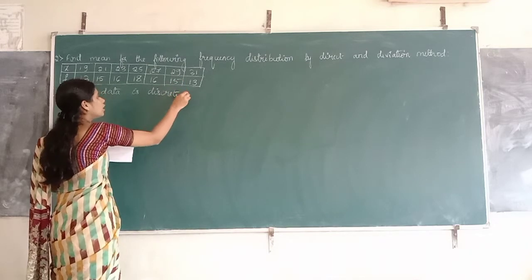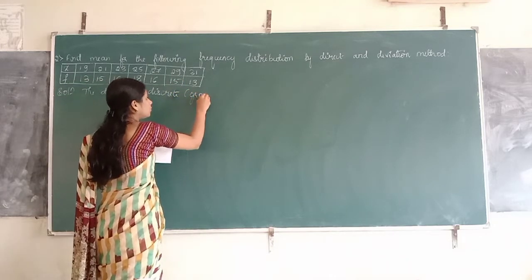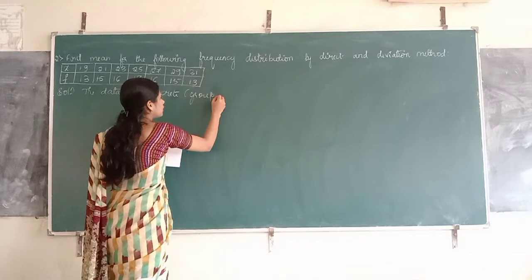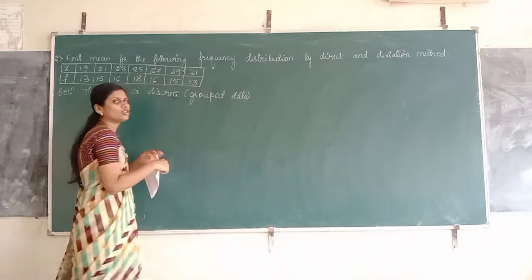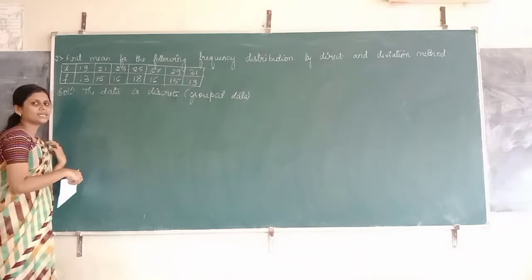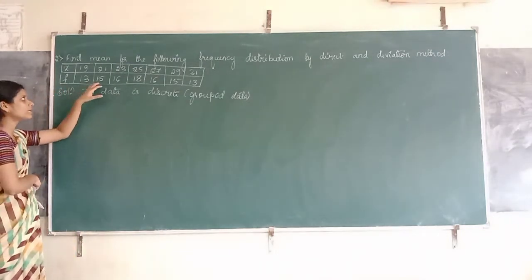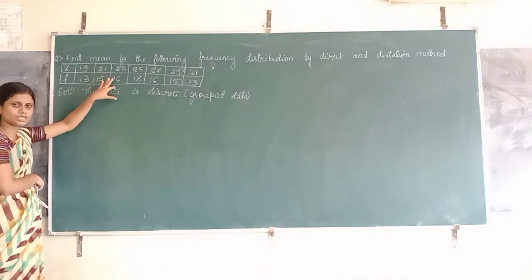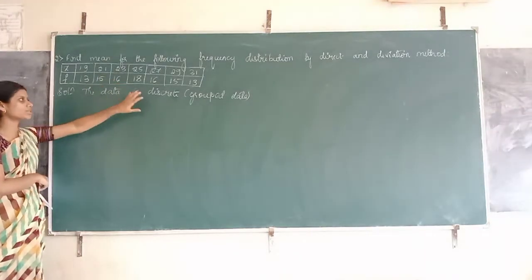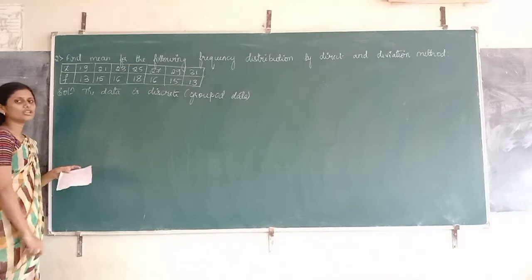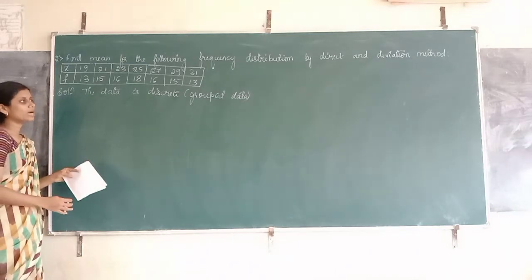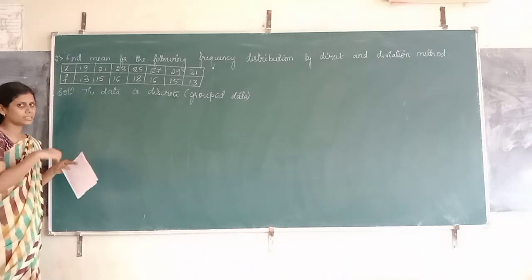It is not ungrouped data. It is group data. In group data, there are two types. I have told you, discrete data and continuous data. So whatever in the question the frequency distribution is given, this frequency distribution is discrete frequency distribution. Now we are going to see the formula for discrete frequency distribution.